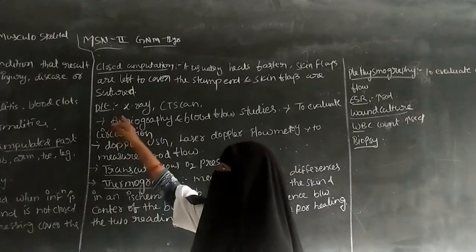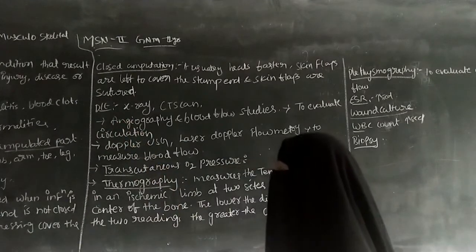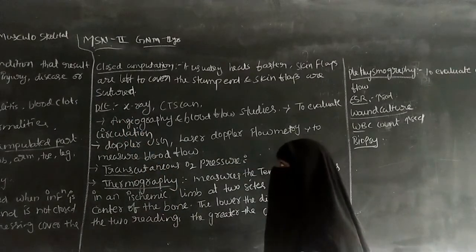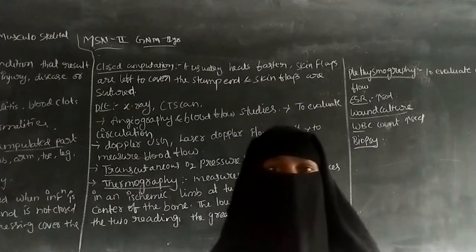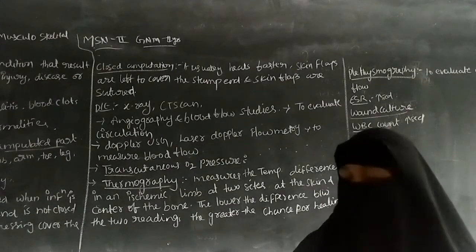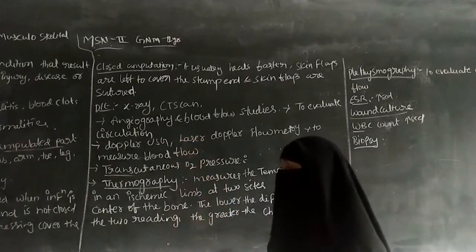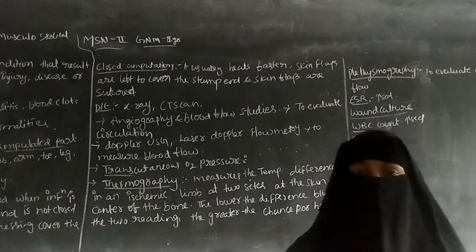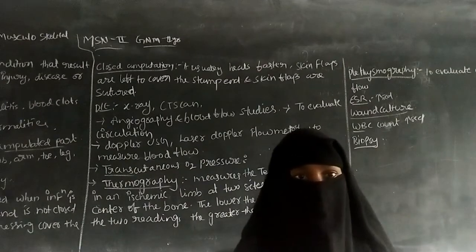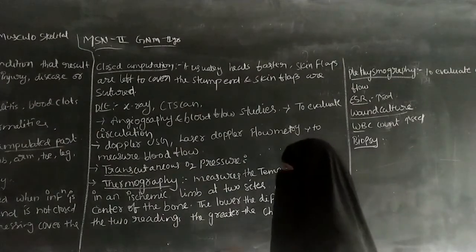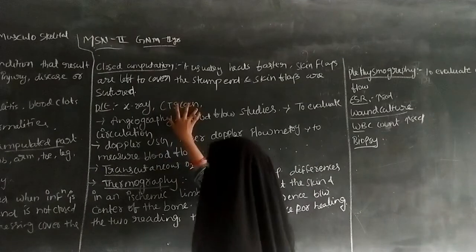And next one is the diagnostic evaluation. In the diagnostic evaluation, there are X-ray and CT scan. X-ray and CT scan can be performed to diagnose any diseases or any tumors, like osteomyelitis. It can be diagnosed by the X-ray and CT scan.